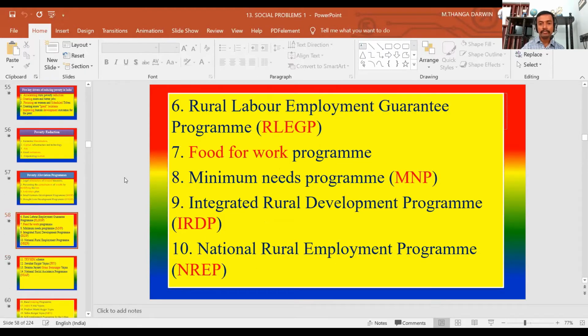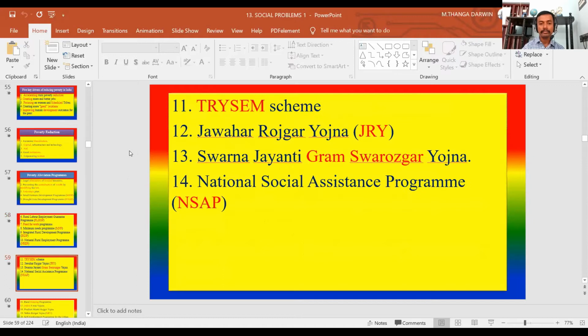Then RLEGP, rural landless employment guarantee program. Seventh, food for work program. Then MNP, minimum needs program. Then IRDP, integrated rural development program. Next, NREP, national rural employment program. Then RISEN, mainly for youth. Next, JRY.